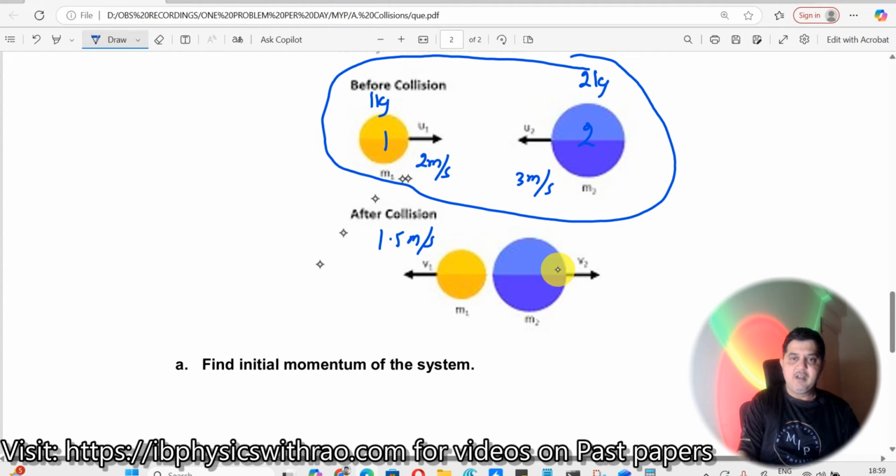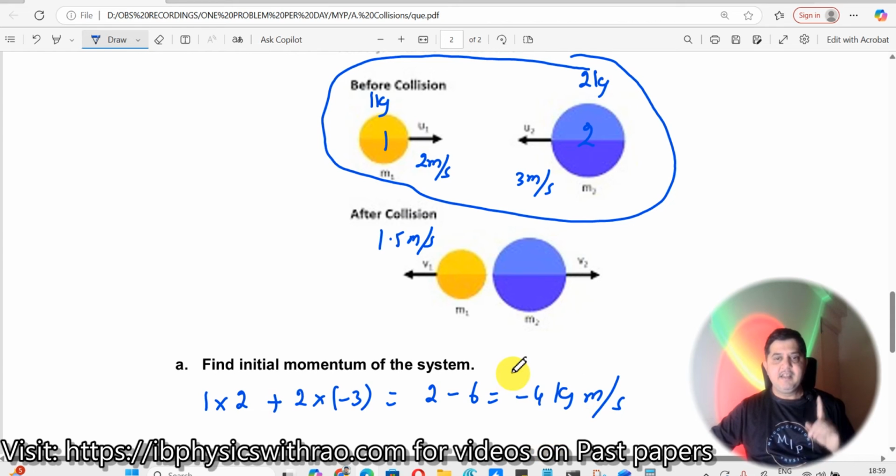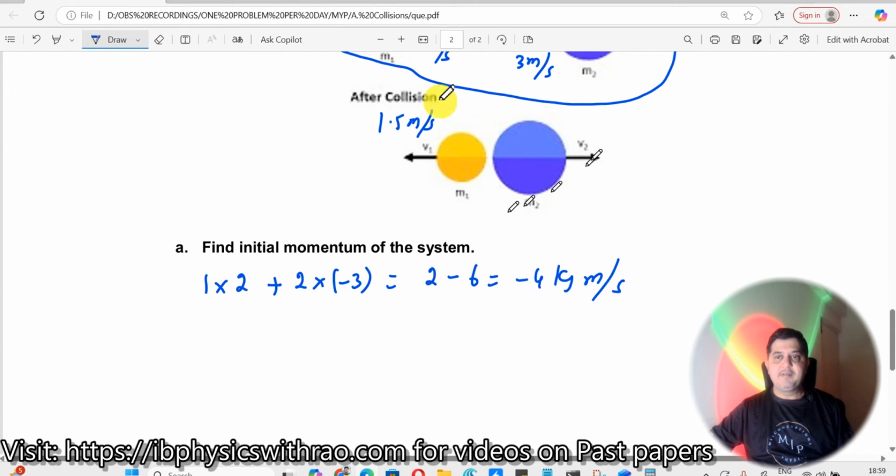I should write 1 into 2 plus 2 into minus 3. Not plus 3, because velocity is a vector and momentum is a vector, so it's minus 3. 2 minus 6 is minus 4 kg meter per second. Units are very important, only then you get the full mark. This is the initial momentum before the collision of the full system.